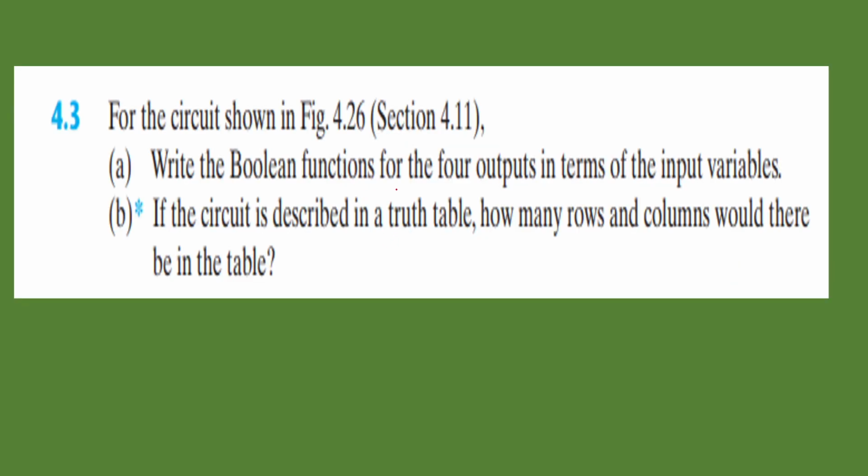Write the Boolean function for the 4 outputs in terms of the input variables. If the circuit is described in a truth table, how many rows and columns would there be in the table? So this is the question 4.3 from the 4th chapter of Morris Mano's 5th edition.